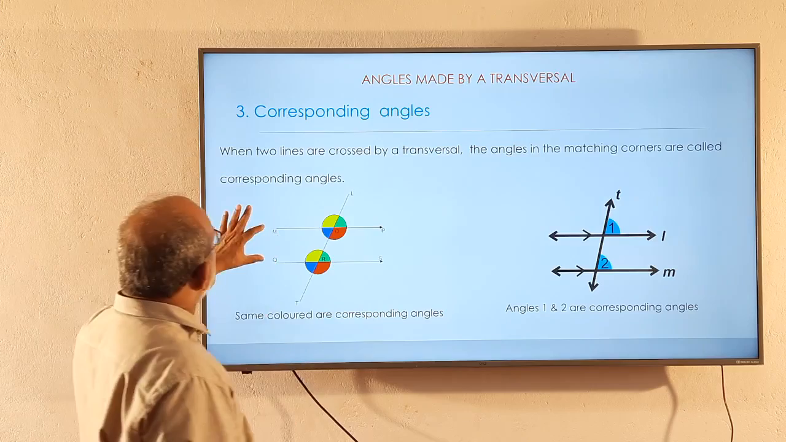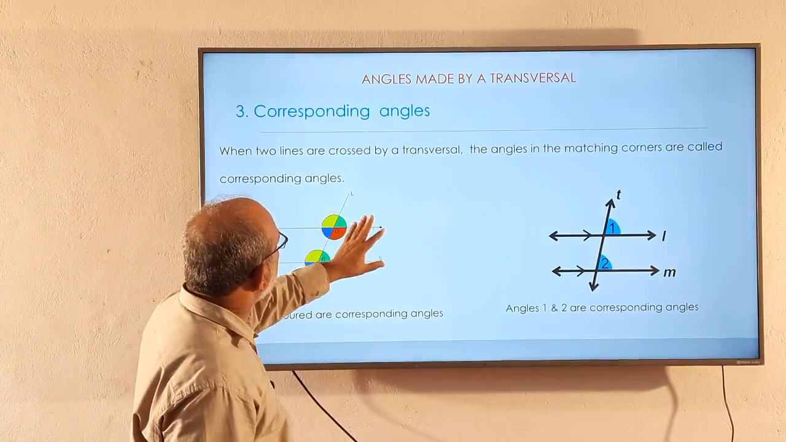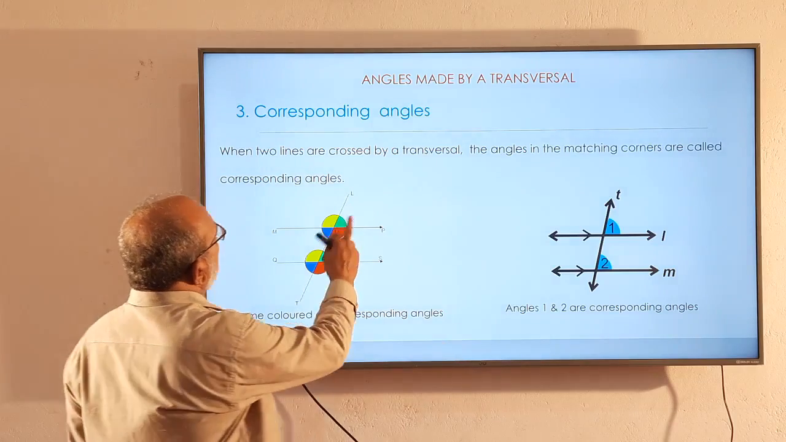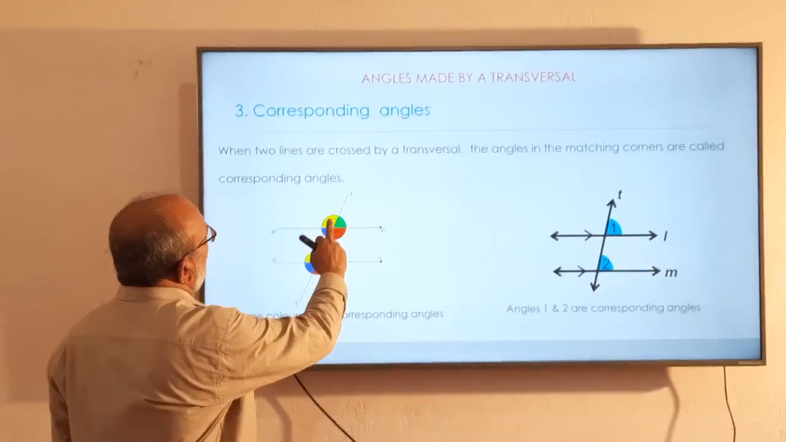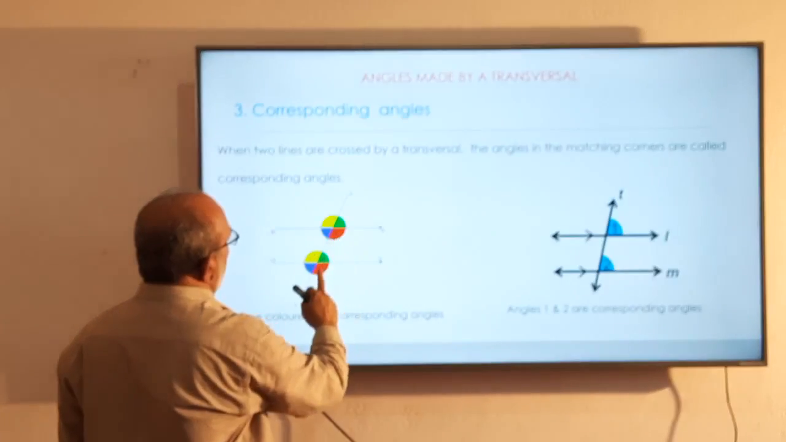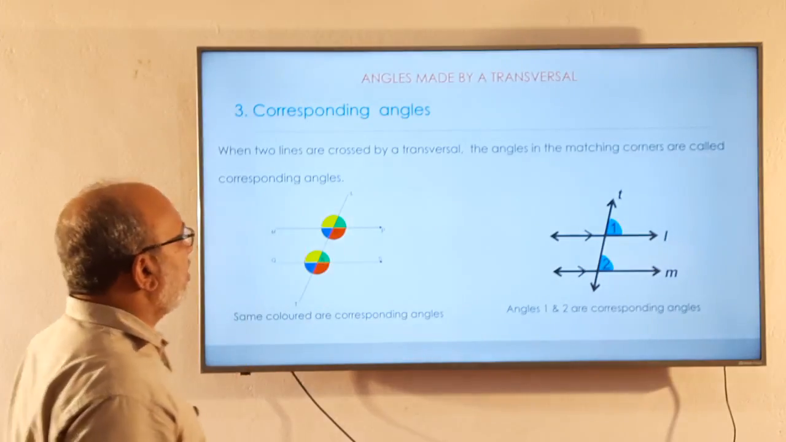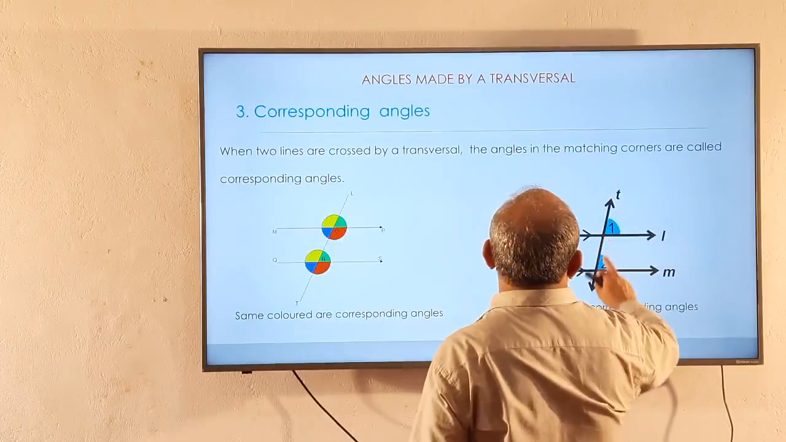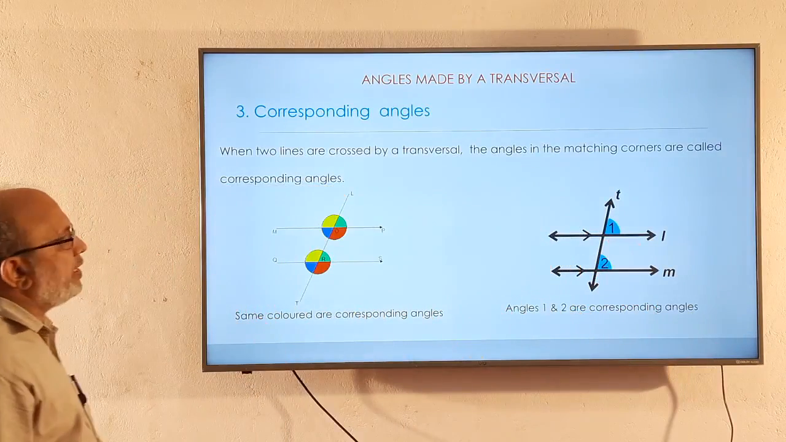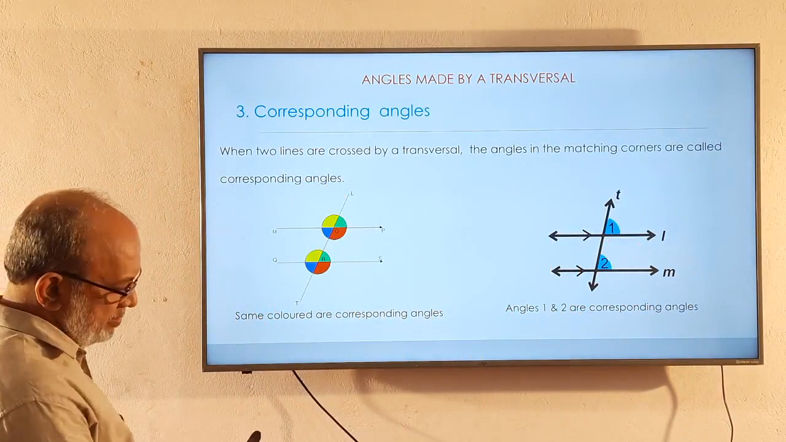Okay, here you see there are two lines, and this is the transversal. So you see similar or matching corners here. Here you have yellow, another yellow shaded, green shaded, red and again red, blue. So these similarly shaded angles are the matching corners. This is called corresponding angles. Here you can see 1 and 2 are in matching corners, so they are called corresponding angles.